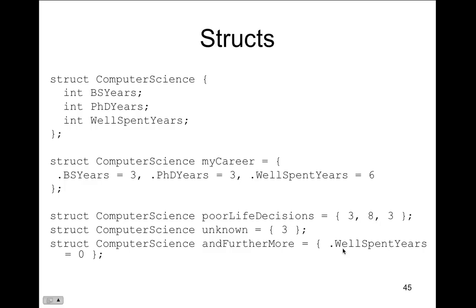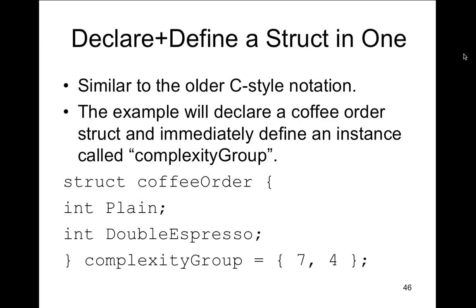Furthermore, well spent years is equal to 0, so in terms of well spent years. So it's a few different changes. The concept's the same, the syntax can be more flexible in terms of the assignment. Or you can use them like C++ structures and use the dot notation to assign everything. There are no unions, actually, just the structure, no union support.